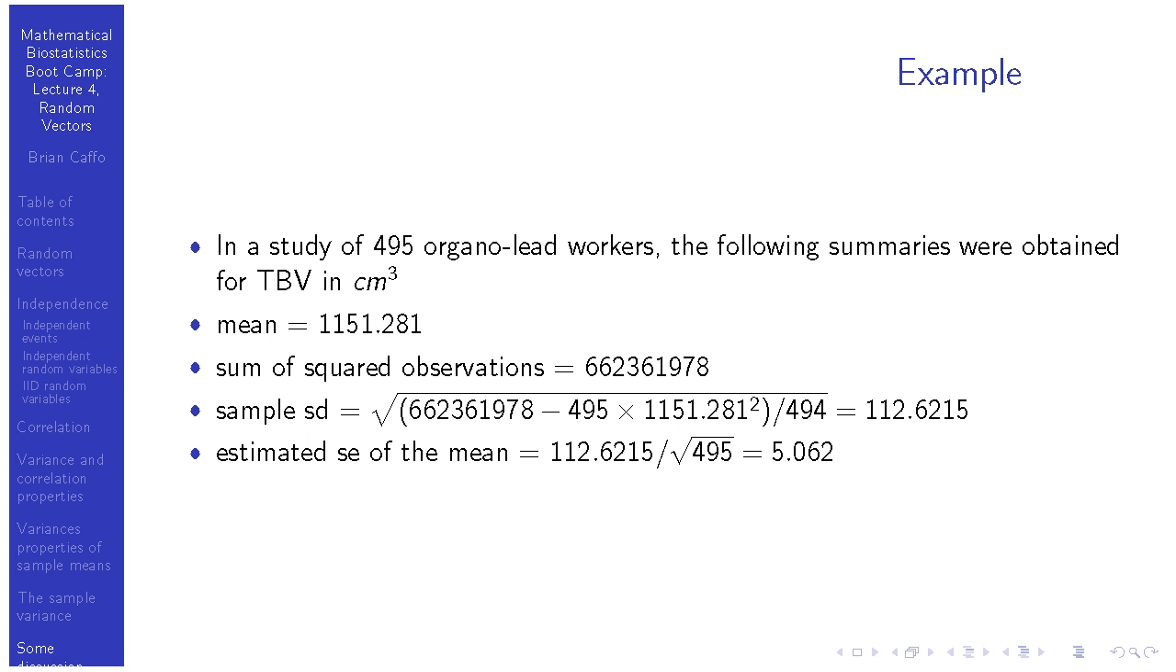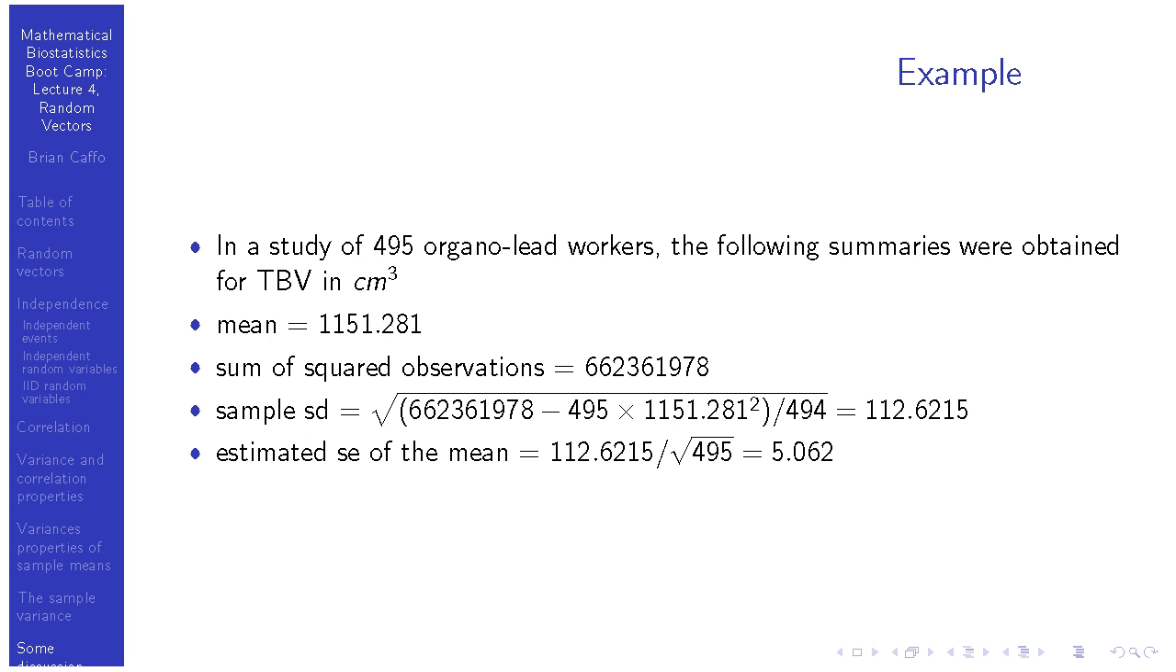So I was involved in a study where there were a lot of organo-lead workers. In this case, I took a subset of 495 of them. They were interested in studying how their exposure to lead in their job changed their brain volume. So TBV stands for total brain volume, which in this case is a measure of the brain volume on the inside of the skull. All the measures are in cubic centimeters.